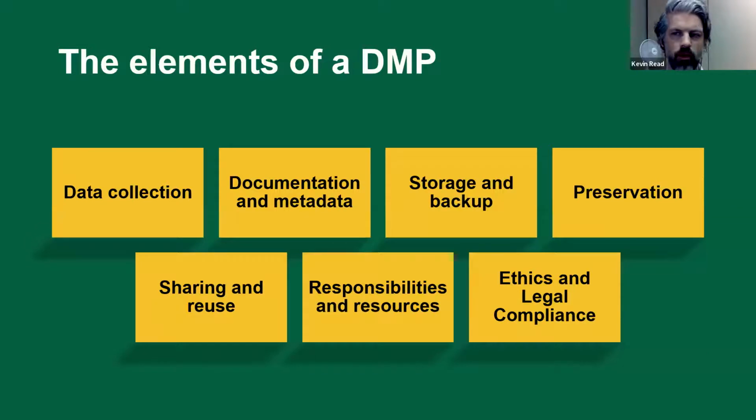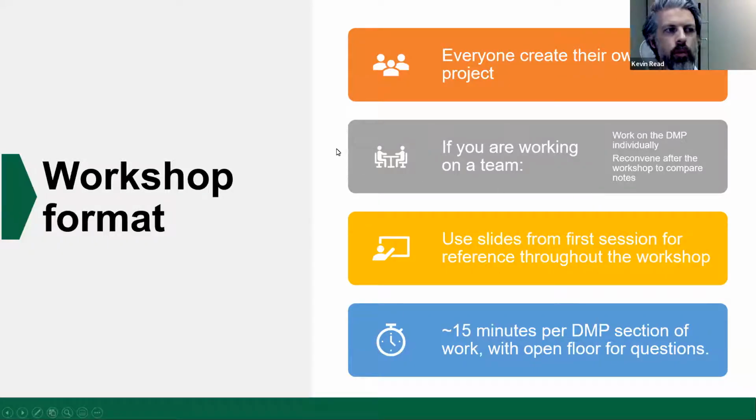And so these are the key 7 elements of a data management plan and what's included. So data collection, documentation and metadata, storage and backup, preservation, sharing and reuse, responsibilities and resources, and finally, ethics and legal compliance.